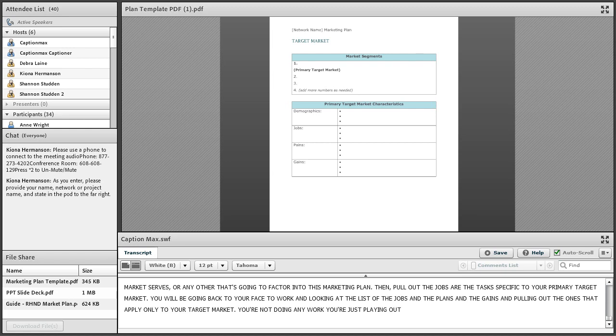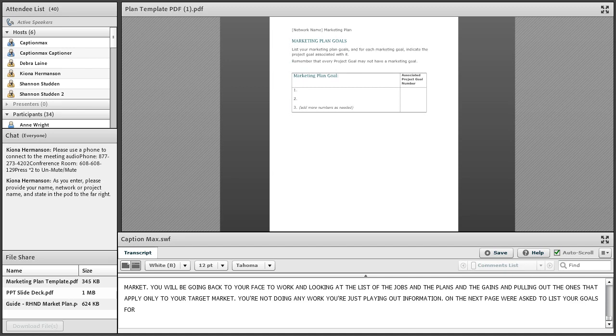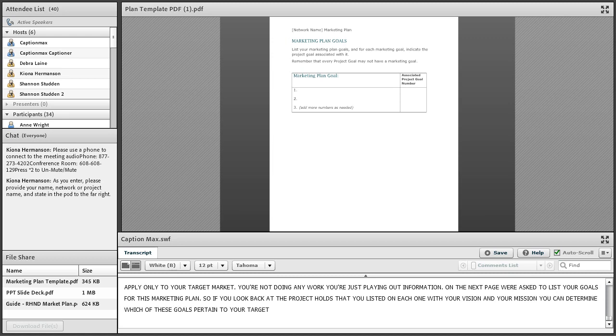Then look at your pre-work and pull out the jobs or the tasks specific to your primary target market. So you're going to be going back to your phase 2 work, your preparatory work, and looking at the list of the jobs and the pains and the gains and pulling out the ones that apply only to your target market. So you're not doing any new work here, you're just pulling out information from the pre-work that applies to your target market.